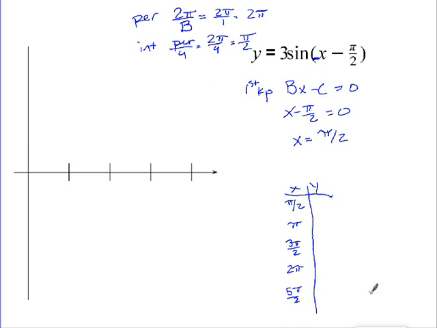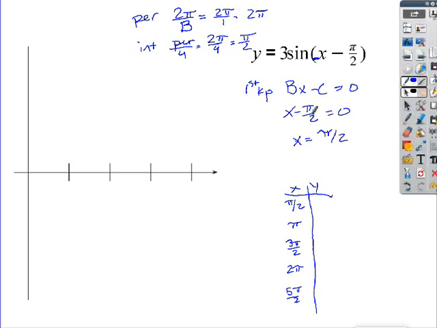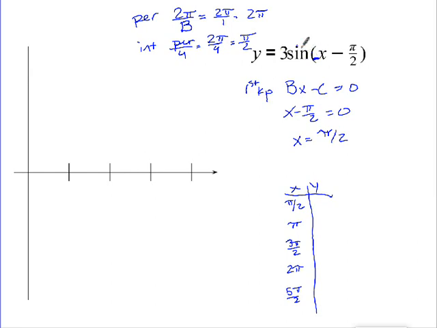And then for the y values, I would plug in pi over 2 here, and I would get a y value. Pi over 2 minus pi over 2 is 0, sine of 0 is 0, times 3 is 0. But I'm going to show you a little shortcut. If you pick your x values this way, what we've done is match them up with the parent function so that the y values are always going to follow that same pattern. In my parent function, it went 0, 1, 0, negative 1, 0.